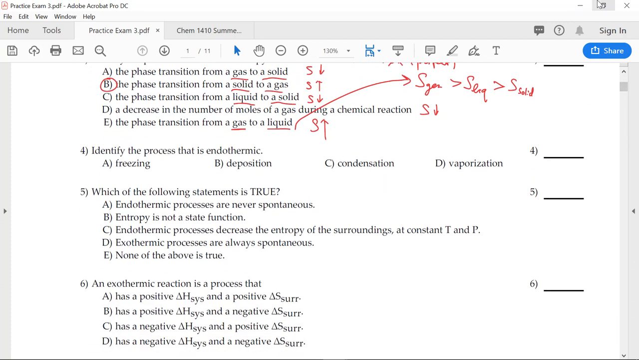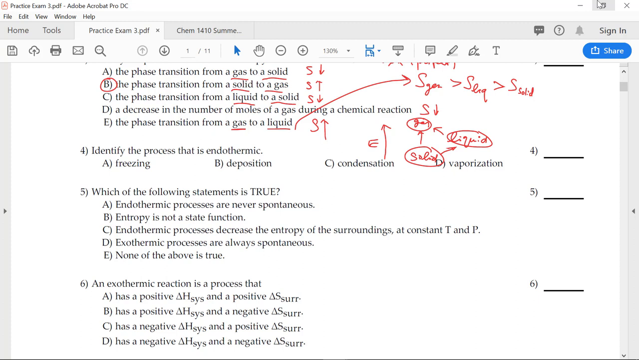Number four, identify the process that is endothermic. So for the six different physical changes, let's do a review over here. You have a solid phase, a liquid phase, and a gas phase. If you write the solid at the bottom, liquid in the middle, and gas at the top, then the energy will increase if it's any arrow going up, for example, solid to liquid, or liquid to gas, or solid to gas.